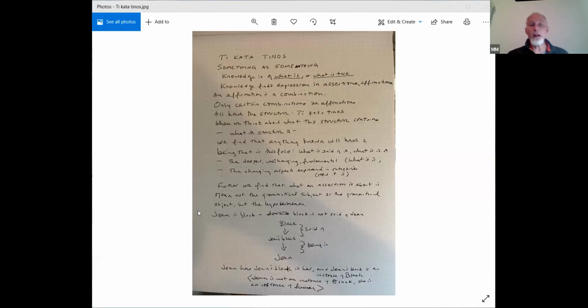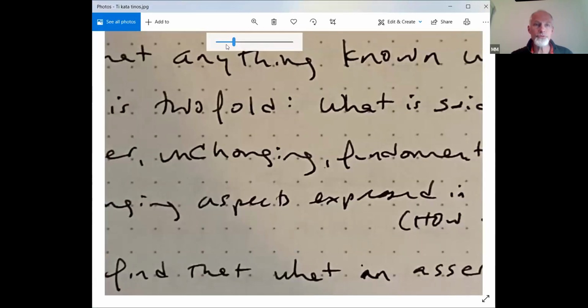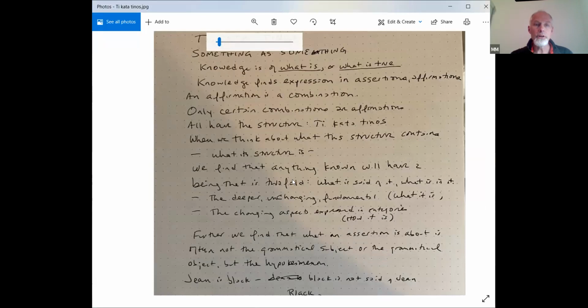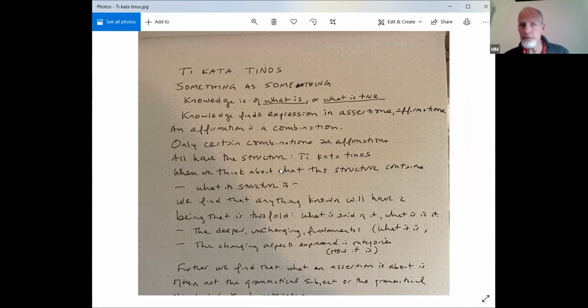Okay. So I'm using the Greek terminology because it's sometimes clarifying. We have the ti kata tinos here. Something as something. Now, this is obviously language, something as something. But it's only when something is something, right? Has this relation, that it is possible to say true or false things about it. And therefore, it's possible for there to be knowledge.